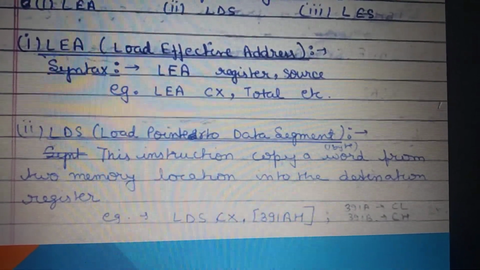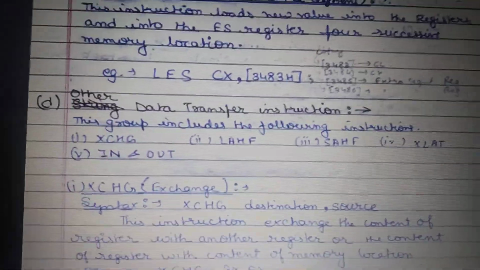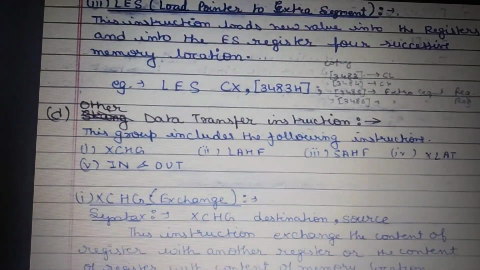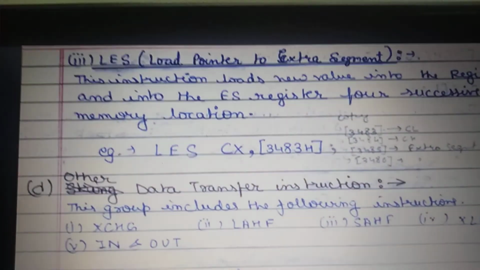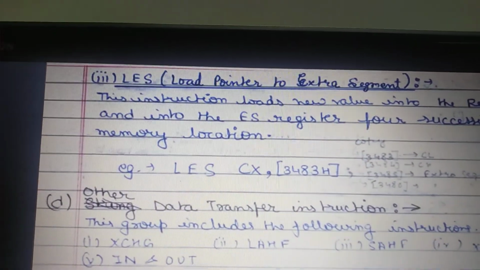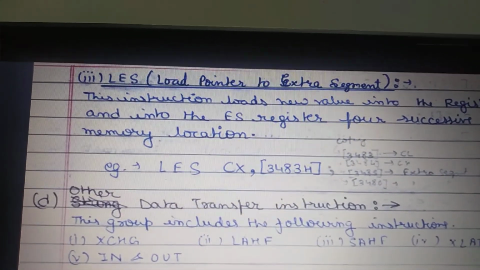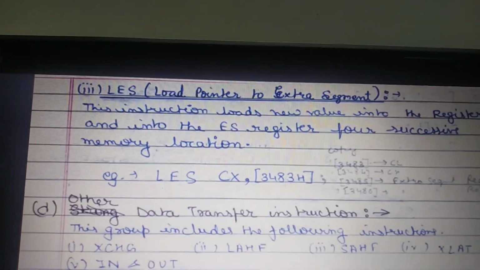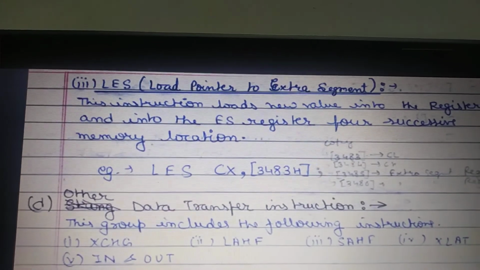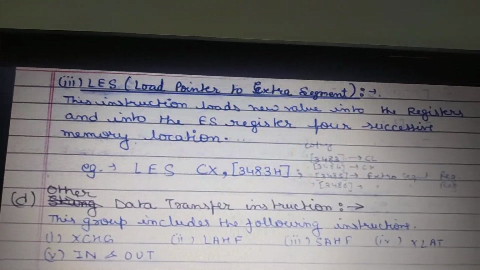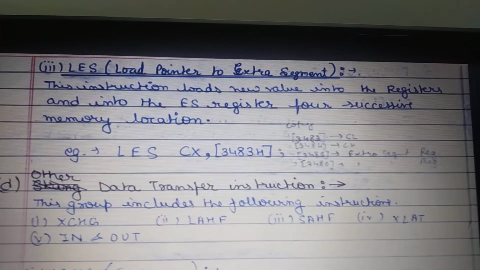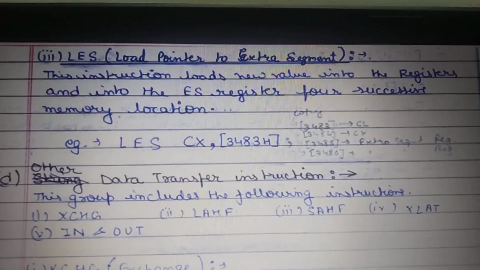Similarly, the LES instruction is there. This instruction is quite similar to the LDS instruction. The only difference is that here the content of the extra segment memory location will be transferred to a 16-bit register as well as an alternate extra segment.